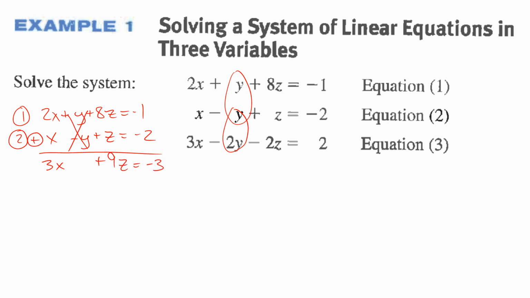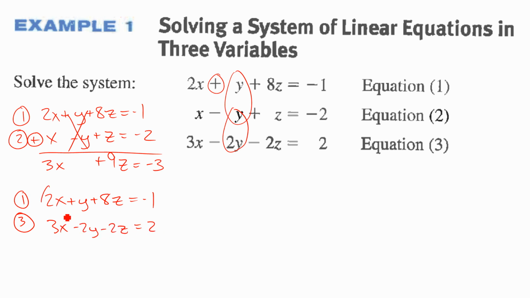And then let's go ahead and match up equations 1 with equation 3. Could have picked 2 and 3, but I like equation 1 because it's a positive y. 2x plus y plus 8z equals -1. 3x minus 2y minus 2z equals 2.